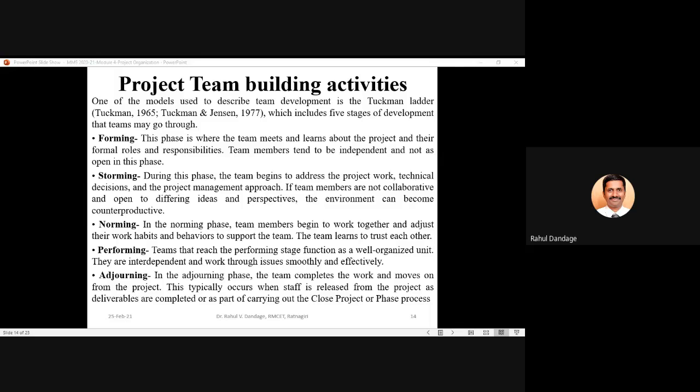moving to some functional area in which they were working previously also, but only for the project they were associated with the project team. This typically occurs when the staff is released from the project as the deliverables are completed, or as part of carrying out the close project or phase process. So in this particular activity of adjourning, the staff is released from the project and we call it the close project or phase process.